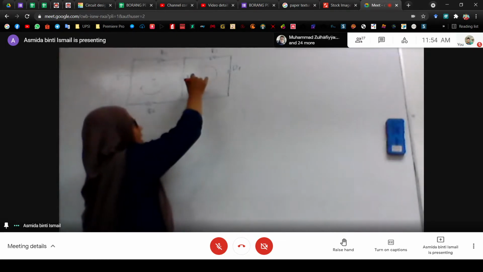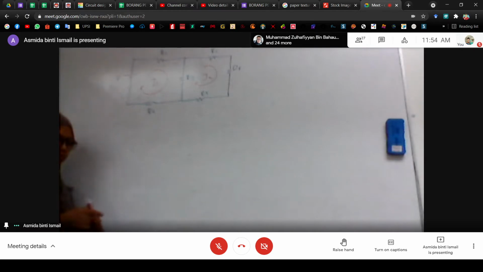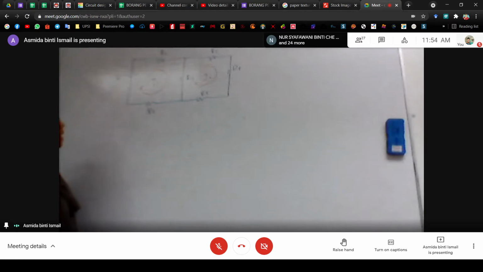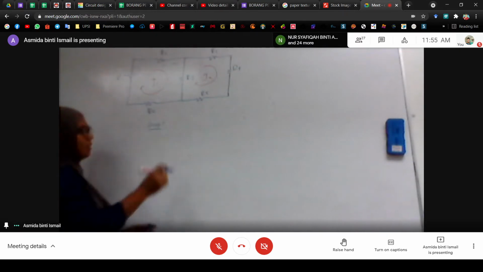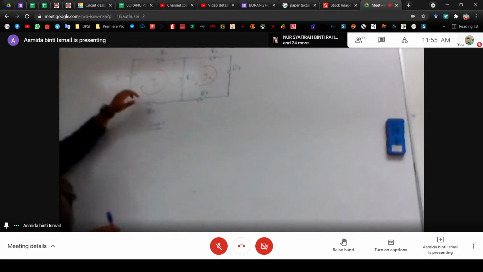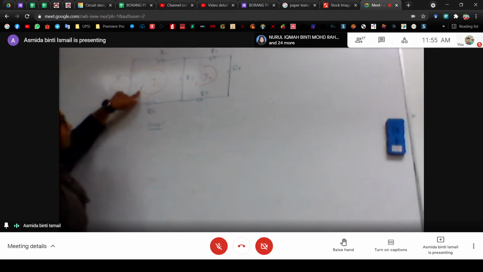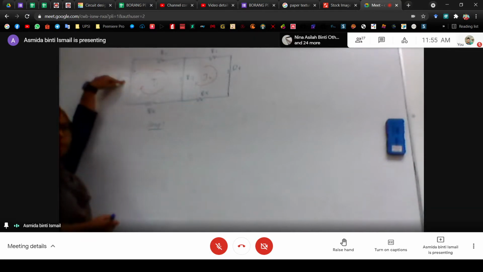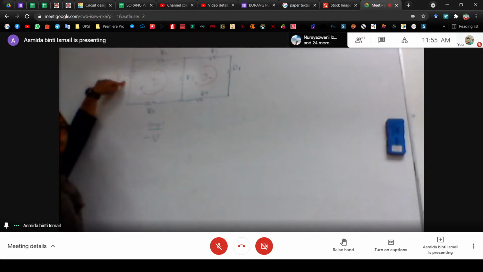And this is loop two. Okay, for loop one, so this I1, this arrow of this I1, you need the negative V. Okay, right, negative.